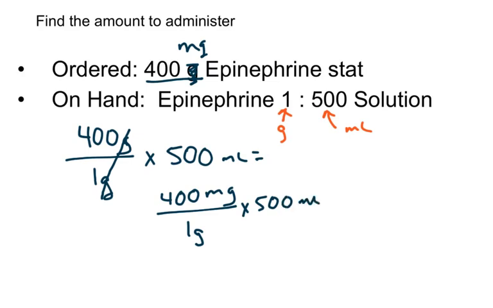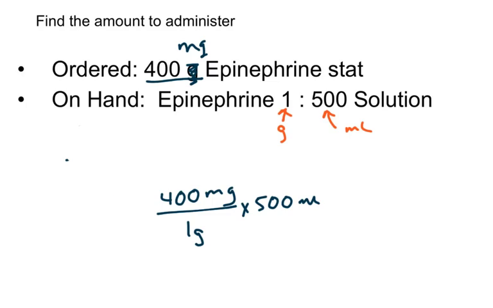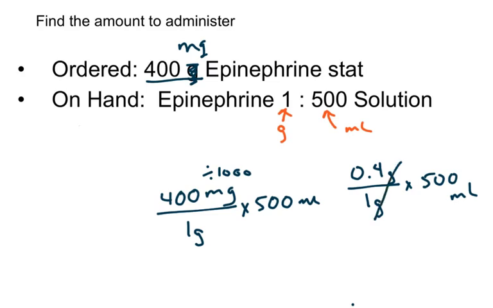But now they don't match. So we're going to change the milligrams to grams by dividing by 1,000. So now we have 0.4 grams over 1 gram times 500 milliliters. It's still going to be a large number, but we're just doing it as a math problem for right now. So we have 0.4 divided by 1 times 500, and that's 200.